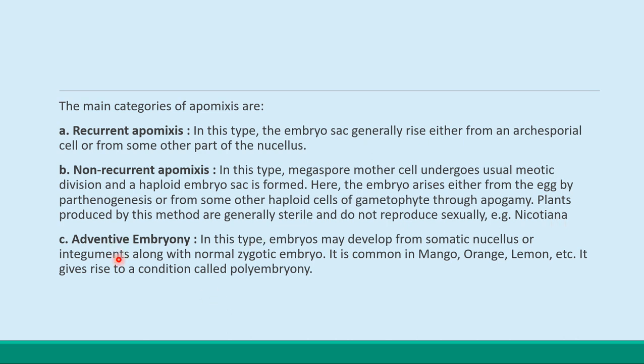And the last type of apomixis is adventive embryony. In adventive embryony, the embryos may develop from the somatic nucleus or the integuments along with the normal zygotic embryo. Like in orange, mango, and lemon. These are adventive embryony. So depending on कुठून एम्ब्रायो डेव्हलप झालेला आहे त्यानुसार हे ॲपोमिक्सिसचे 3 टाइप पडलेले आहेत.